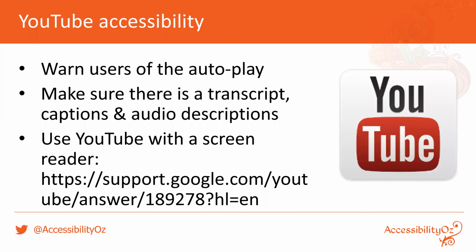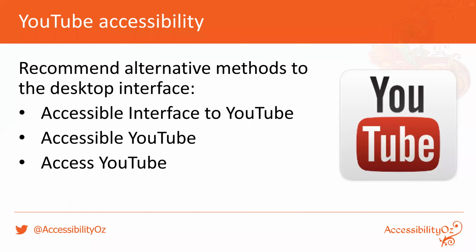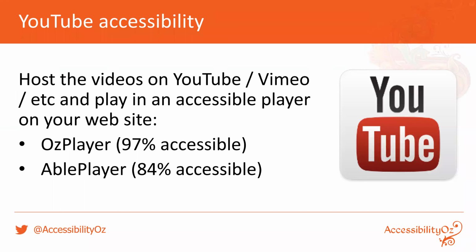For YouTube, make sure you warn users of the autoplay. Make sure there is a transcript, captions, and audio descriptions, and there is a page on using YouTube with a screen reader. The alternative methods to the desktop interface, you can Google these and find these. There's the accessible interface to YouTube, the accessible YouTube, and access YouTube. However, the most accessible solution you're going to find is actually hosting your videos on YouTube or Vimeo and playing them on your website through an accessible player, such as Ozplayer or AblePlayer.